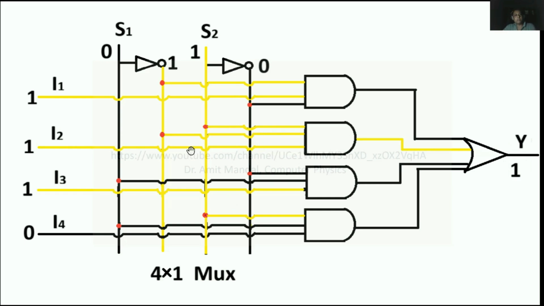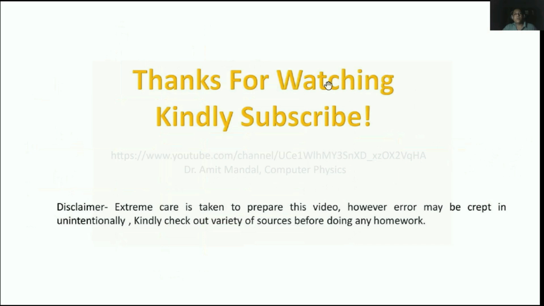Like this, we can change the data bits of S1 and S2 to choose the input line from where we want the ultimate output. So by this small lecture, you would have understood what a multiplexer is and how it works.